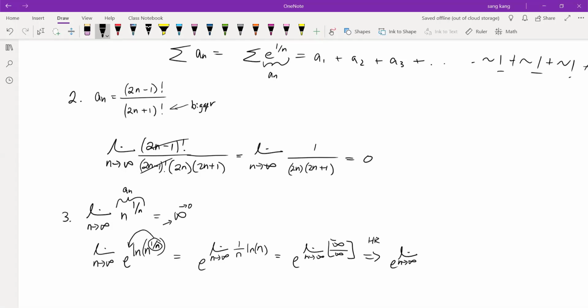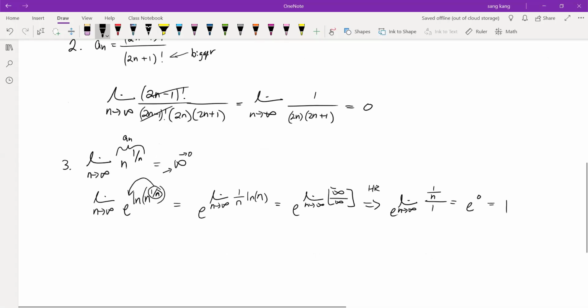So this will be 1 over n over 1, right? The numerator was ln of n. The denominator, we have n. So if we take the derivative, we get this. Now if we apply the limit, we'll have 0. So we still have the exponential in front, so it'll be e to the 0, which is 1. So our limit of n to the power 1 over n is equal to 1.